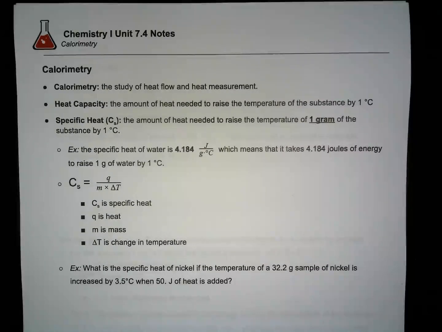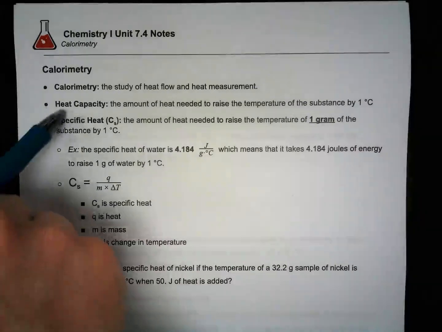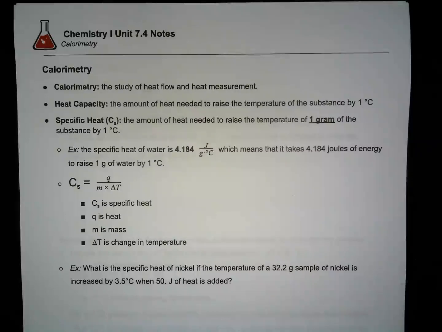And we're going to be using ideas such as heat capacity, which is, for the most part, just the same thing as specific heat. Heat capacity is the amount of heat needed to raise the temperature of a substance by 1 degree Celsius. Then it moves on to specific heat. Well, this is the amount of heat needed to raise the temperature of 1 gram of a substance by 1 degree Celsius. So there's two different types of heat capacity. We look at specific heat using mass. There's another heat capacity you could also use, which focuses on moles, but we're not going to use that.